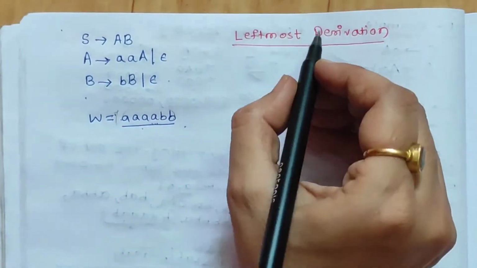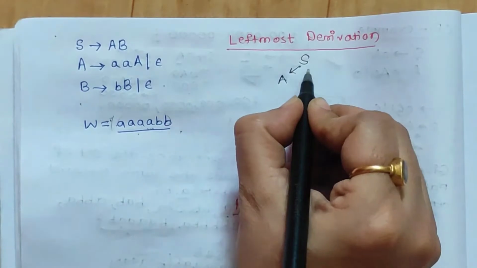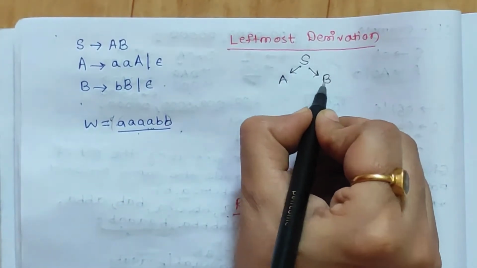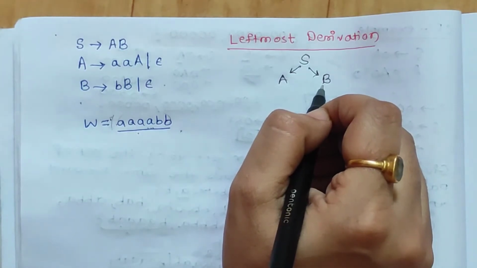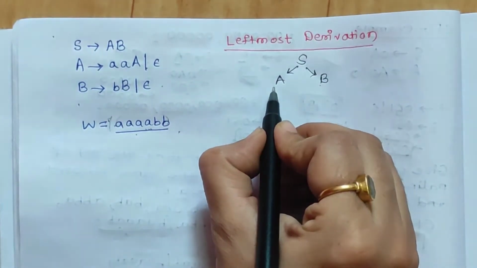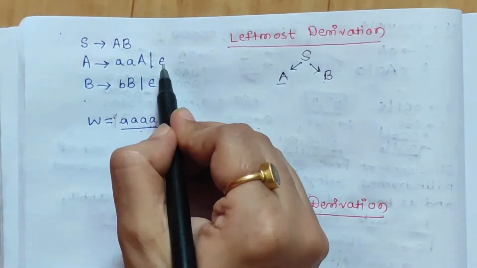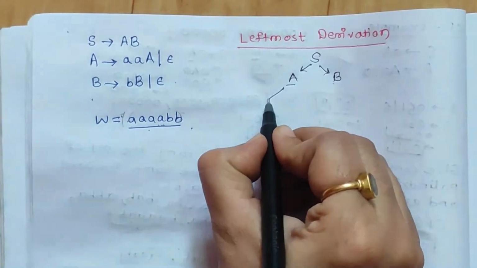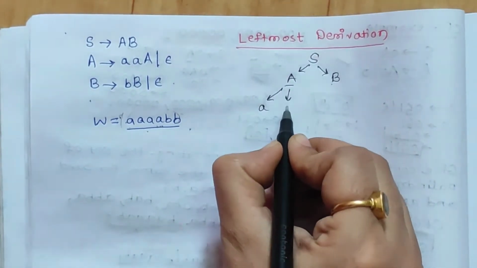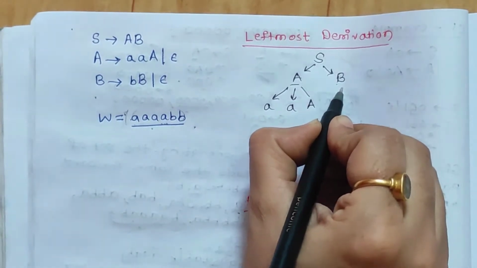Every time you have to start with the start symbol. S gives A and B. Leftmost derivation means what? Every time you have to replace the symbol which is at the left side. So this A can have two replacements, either a or epsilon. We want this string, so we will replace A with a, and this B remains as it is.